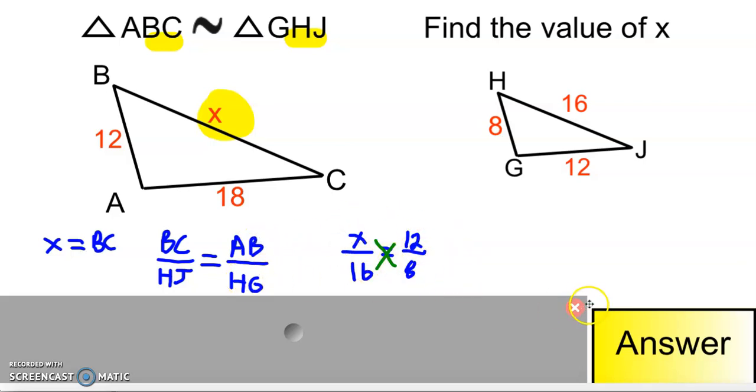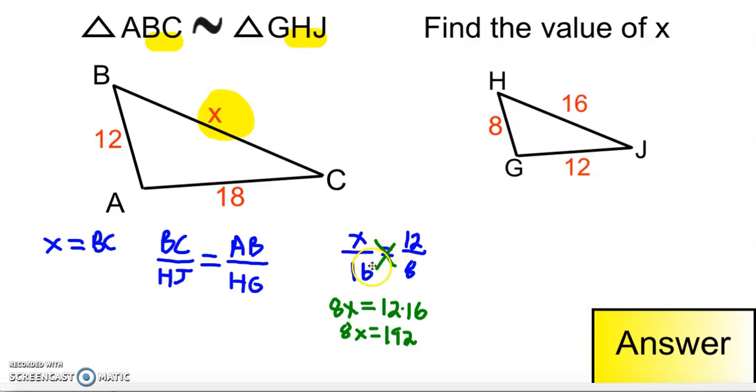And then in order to solve this proportion, I cross multiply. So x times 8 is 8x, and 12 times 16 is 192. So I get 8x equals 192. And then to solve this, all I need to do is divide both sides by 8. And I get x equals 24.